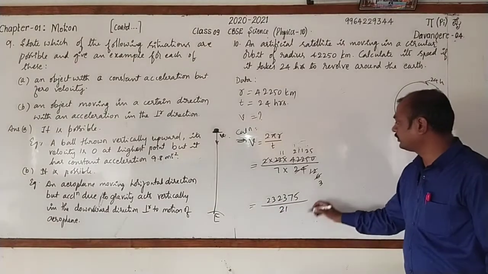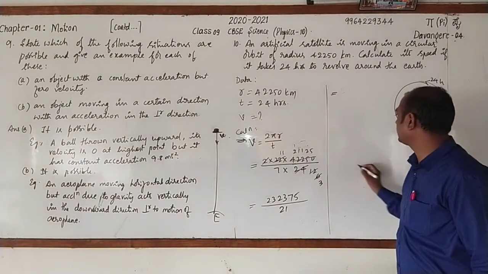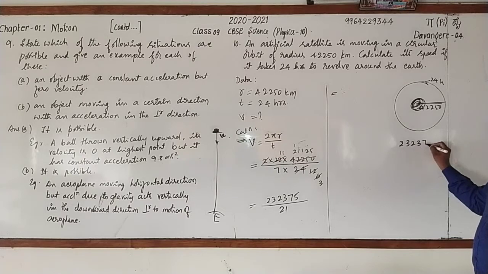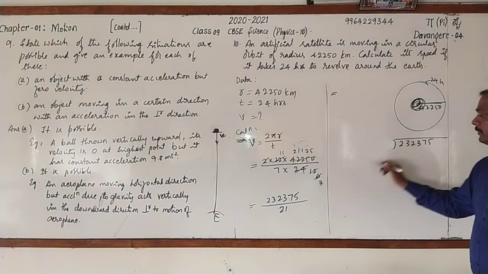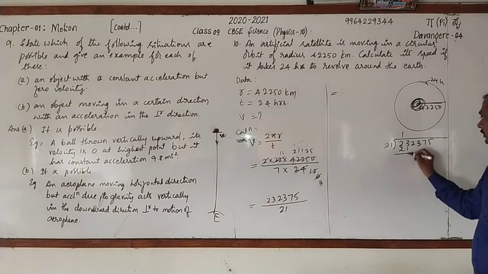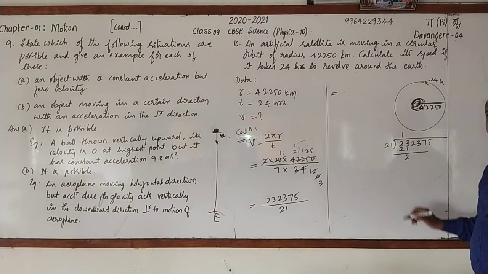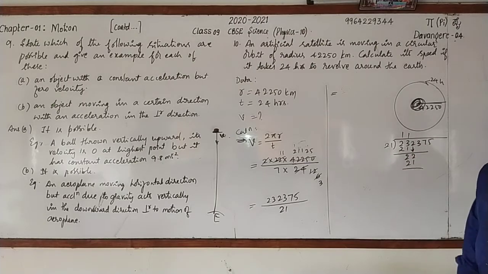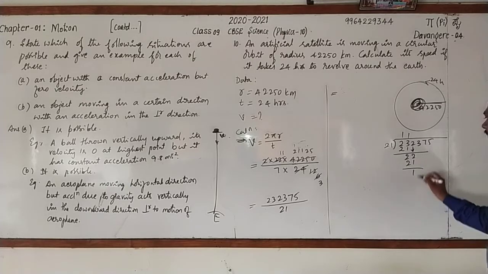It is 2,32,375. Let's go for finding the value. Here I'll write. Let us divide 2,32,375 by 21. 21 ones are 21. Here 2 will remain. Carry down 2. Then 21 ones again 21. Then you will get 1.